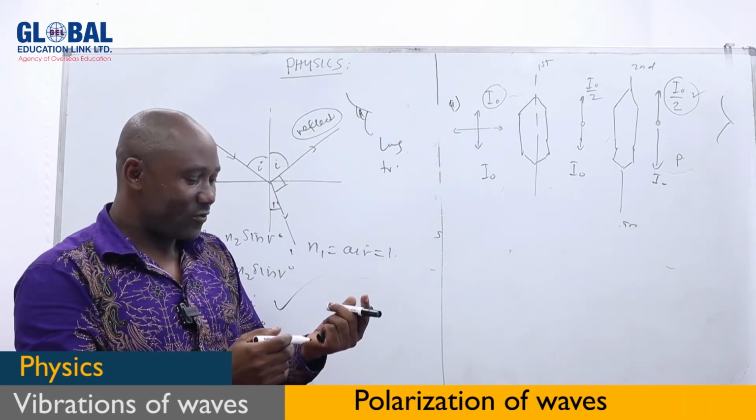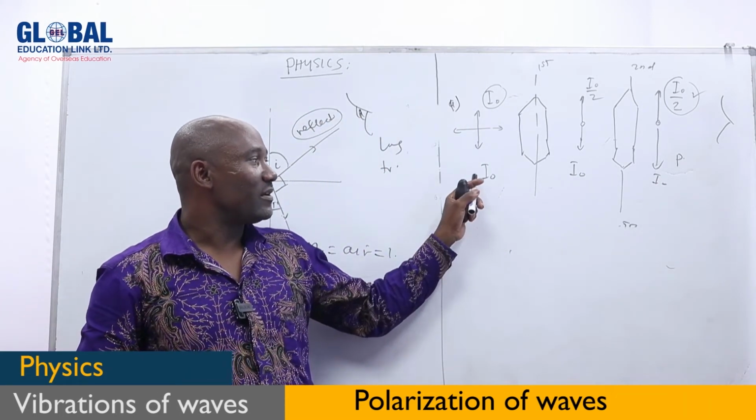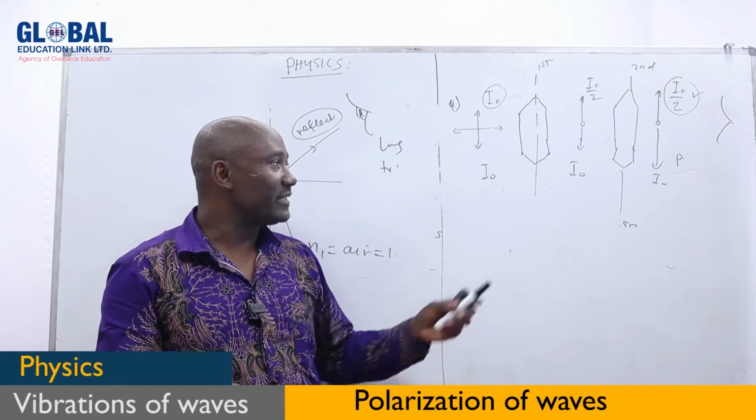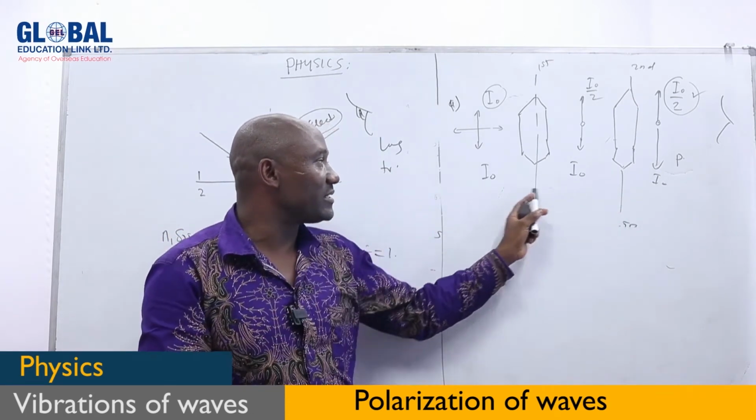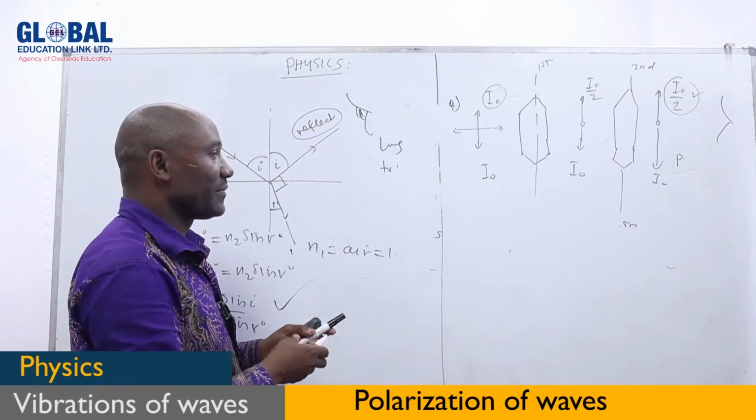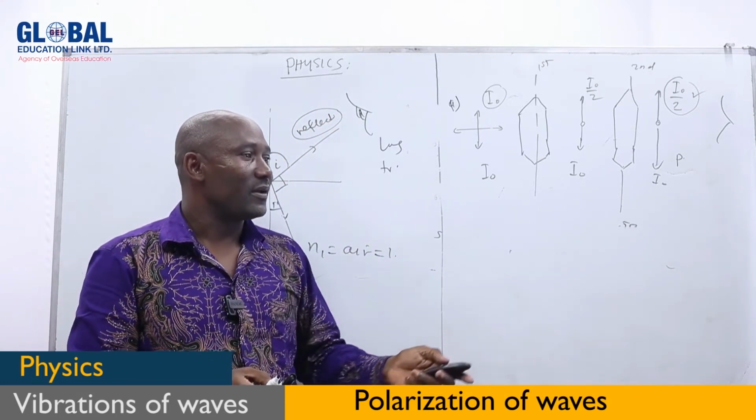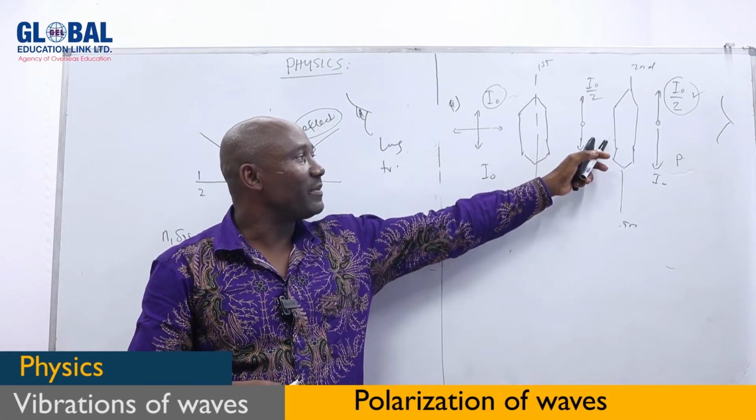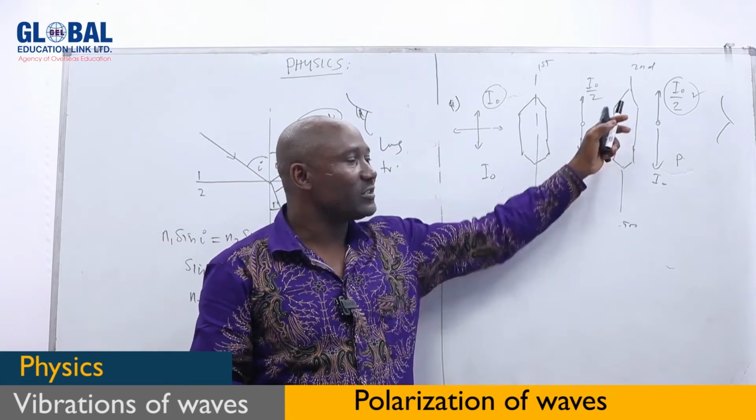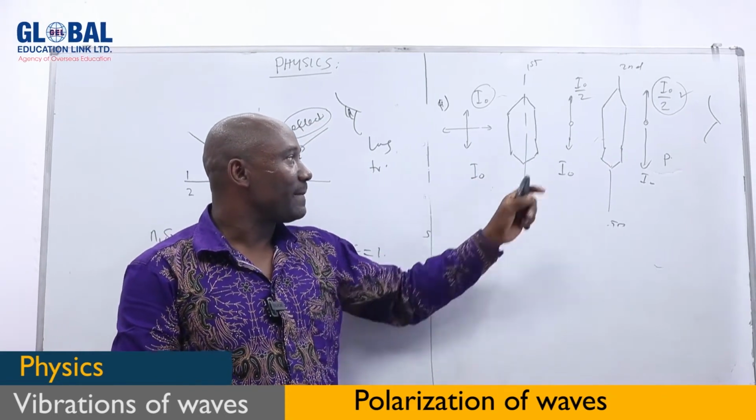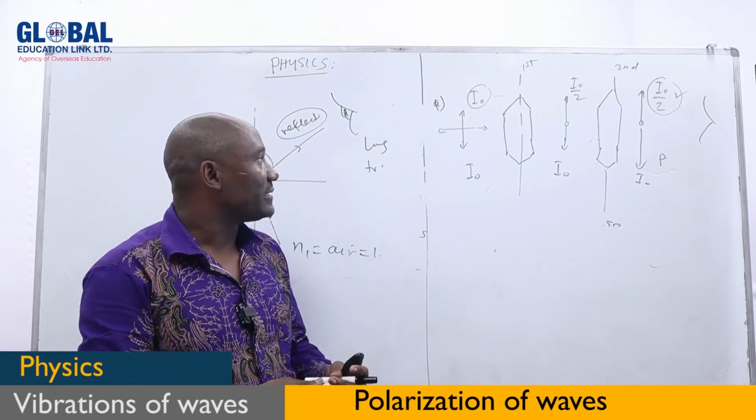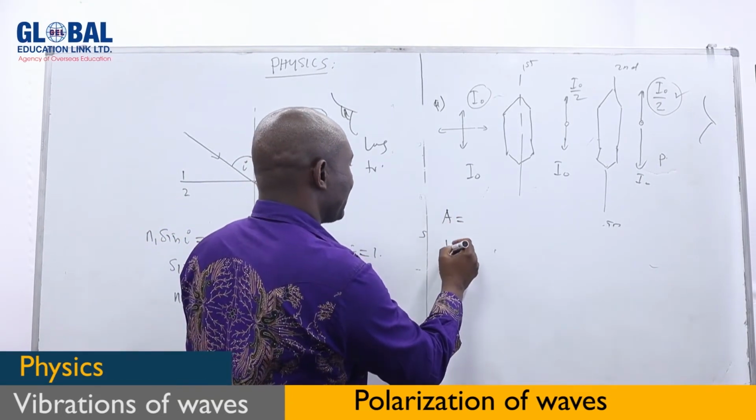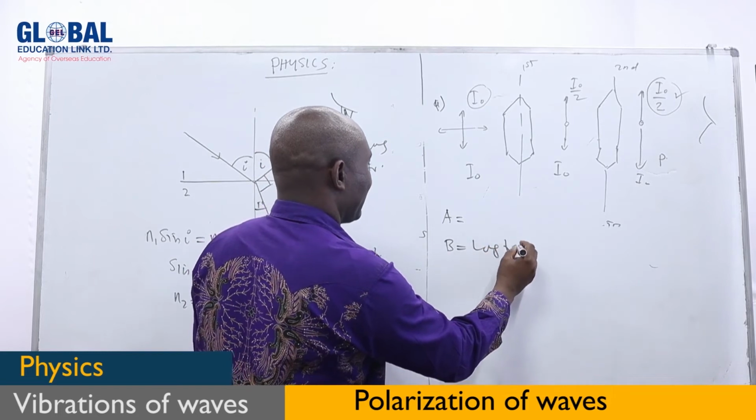If you remember, that is the wave which is given the name longitudinal waves. The orientation of the slit of the opening does not change anything. So from here you can see that from this question, the intensity of light from A has been reduced. So this A must be a transverse wave, because this is the one in which the vibration of the particles can be affected depending on the axis of transmission of the polarizer. And that B is longitudinal waves.